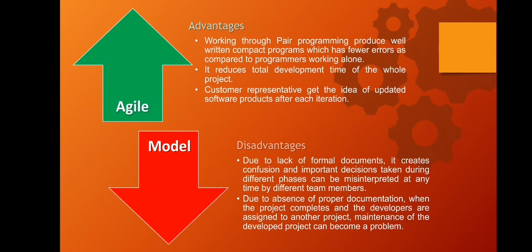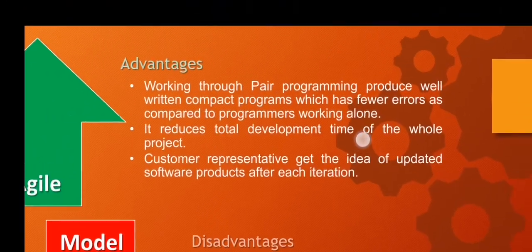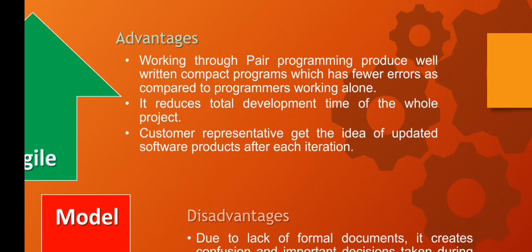We now go to the advantages and disadvantages of the agile model. Let us first discuss the advantages. The first advantage is that working through pair programming produces well-written, compact programs which have fewer errors as compared to programmers working alone. This is very important, and some of you may have experience in programming and probably have experienced this advantage.